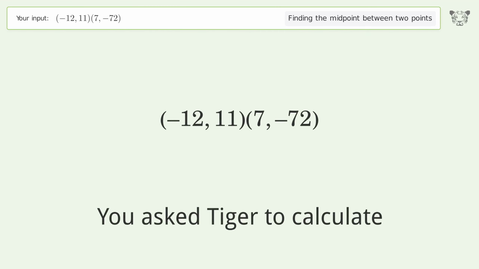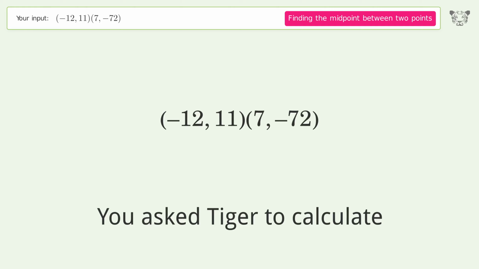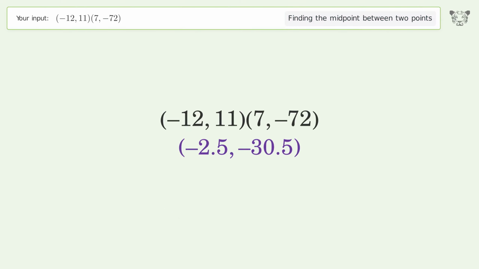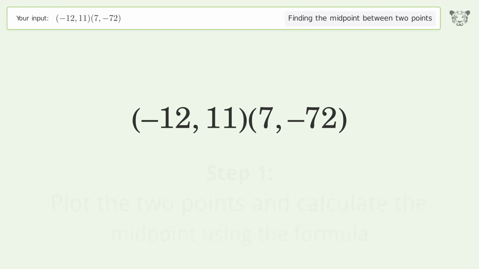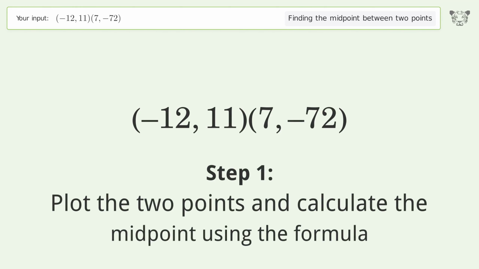You ask Tiger to calculate. This deals with finding the midpoint between 2 points. The midpoint between the 2 points is -2.5, -30.5. Let's solve it step by step. Plot the 2 points and calculate the midpoint using the formula.